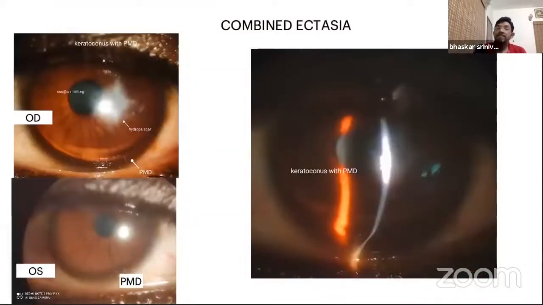Again, you can sometimes have combined ectasia. So this patient had a combined keratoconus with the eye drops, and he also had a PMD. The other eye only had a PMD, which was documented inferiorly. And you can sometimes have it combined with keratoglobus also.